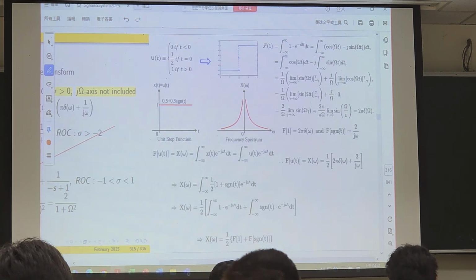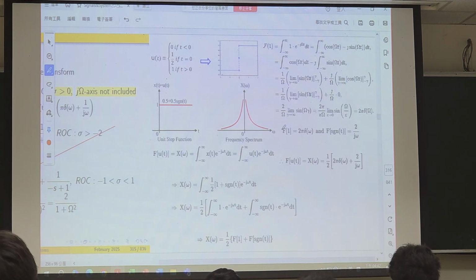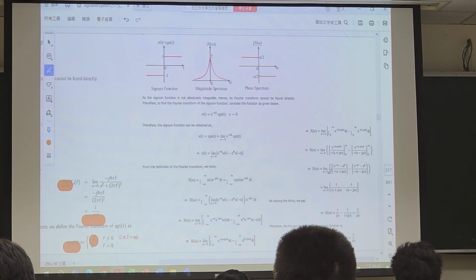And also we have another term, the Fourier transform of the constant 1. What is that? How do we find that?